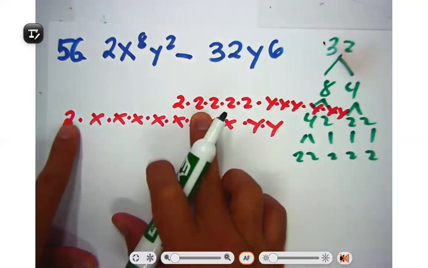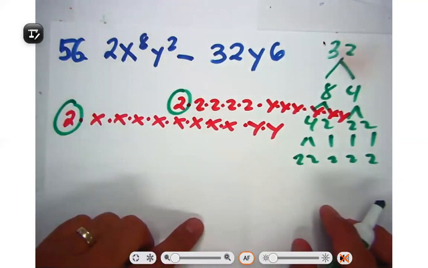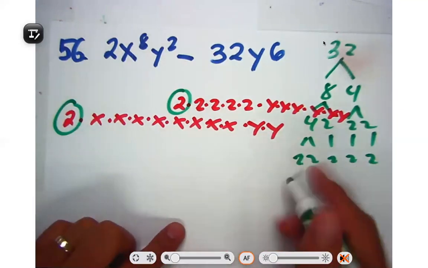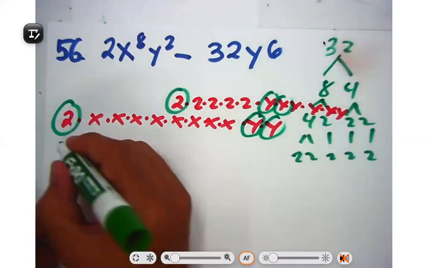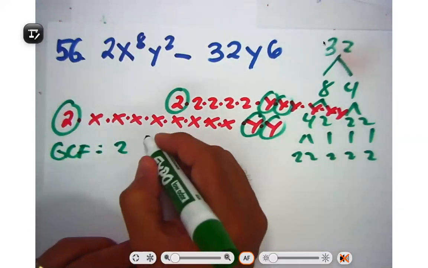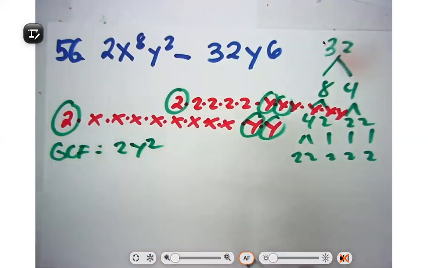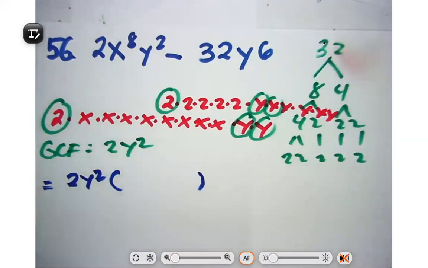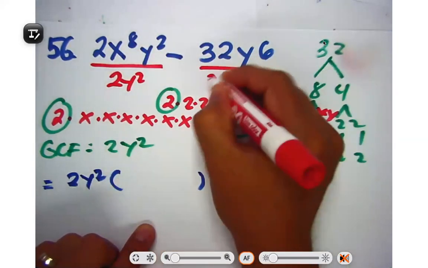And let's circle the common factor. Let's see, we have 1 two, only 1 two. Do we have x? No. y? Yes. So what's your GCF here? 2y squared. All right. So now we have 2y squared. In order to get this, we divide each term by 2y squared.